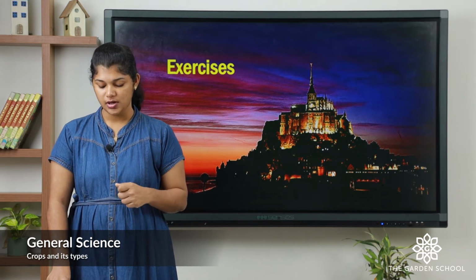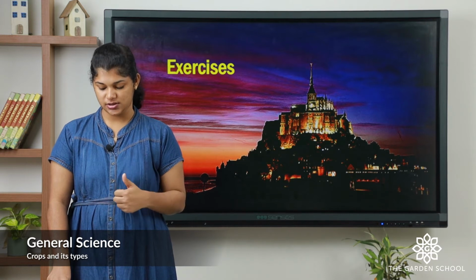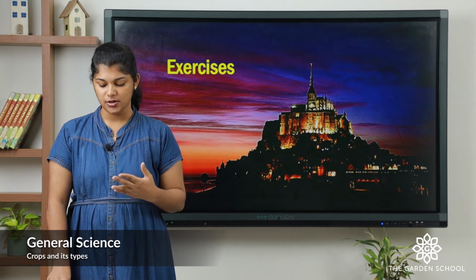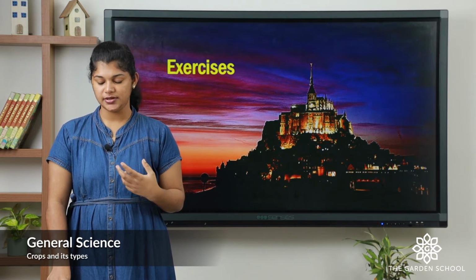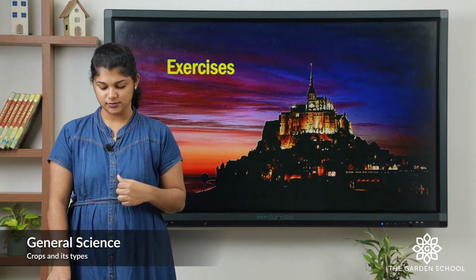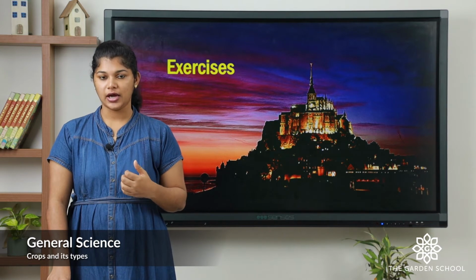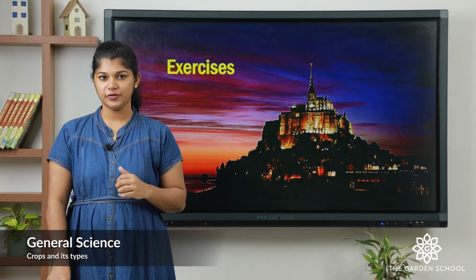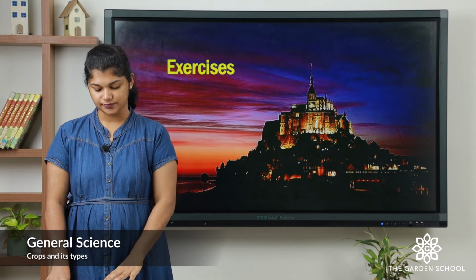The first one, the two leaf-like structures in a bean seed are called dash. Second one, the new banana plants grow from their dash. Third one, seeds of dandelion are dispersed by dash. Fourth one, a tea plant can be grown by planting its dash. Fifth one, kharif crops are sown in dash.